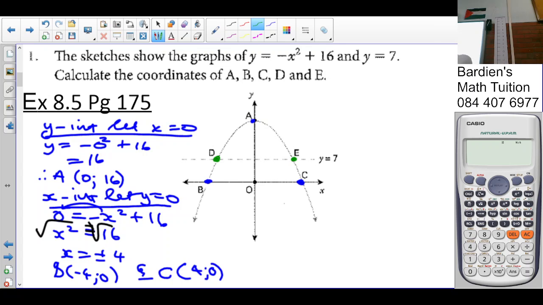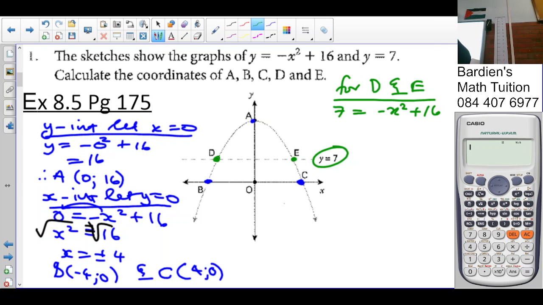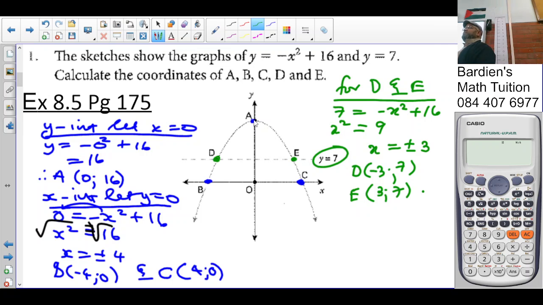So that is actually the point where the parabola intersects this line of y is equal to 7. Not so? We see the two graphs equal to each other at that point. So we're going to say 7 is equal to negative x squared plus 16. X is one side, numbers the other side, so x squared is equal to 16 minus 7 is 9. Square root of 9 is plus minus 3. So what's the coordinates of D? Negative 3 and 7. And E? Alright, you guys understand?